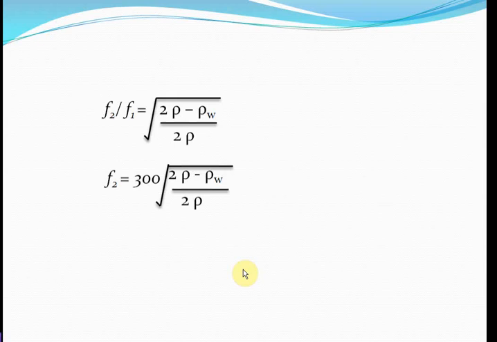All we did in this case was assume that the fundamental frequency in case of a string fixed at both ends is V by 2L. So that brings us to the end of standing waves in a string.